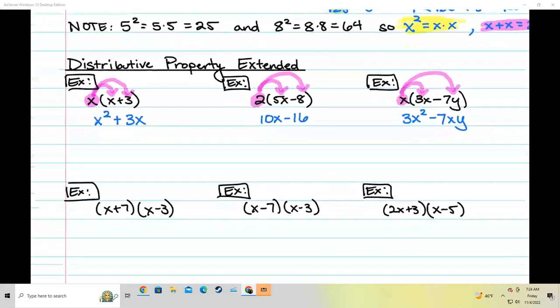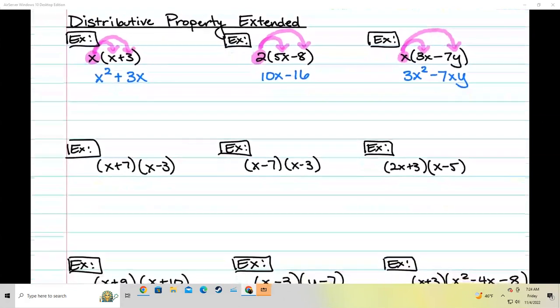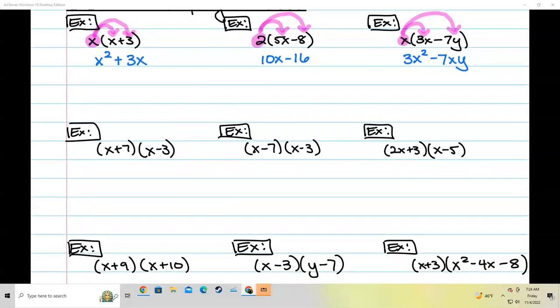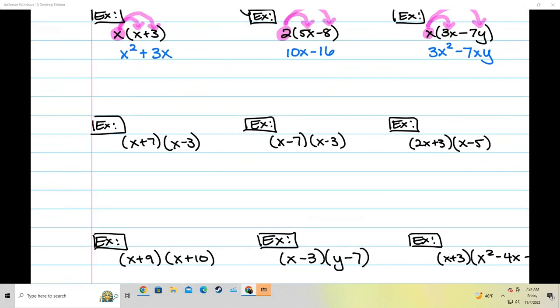Okay, so that's the basic stuff. Let's start jumping into the more complicated things and see how this works. Here, some teachers are going to teach this as FOIL. I'm just going to teach it as distribute and then distribute again. We're multiplying two binomials. What do I mean by that? I mean I have this x plus 7 that I need to multiply with the x minus 3. We're just going to distribute everything.